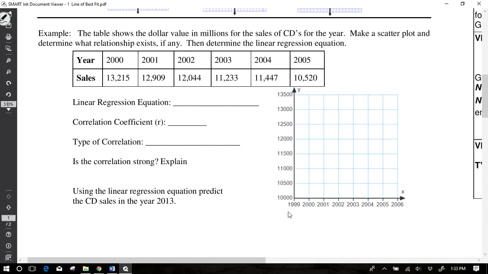The table shows the dollar value in millions for the sales of CDs last year. Make a scatter plot and determine what relationship exists, if any. So we're going to stop right there, and we're going to go ahead and create our own scatter plot by hand.